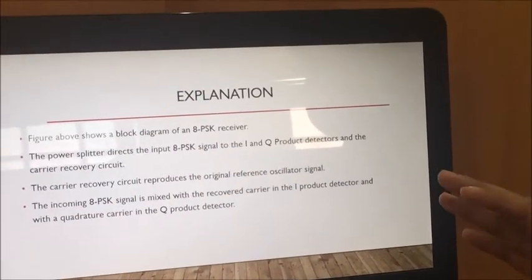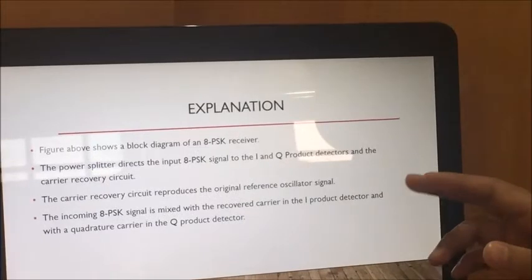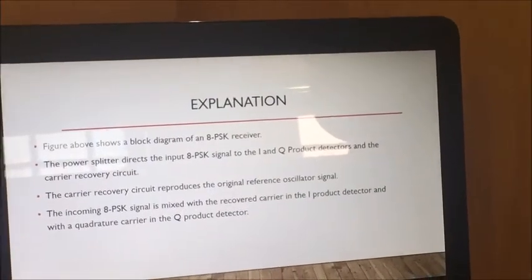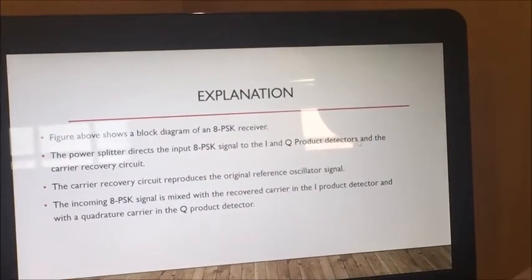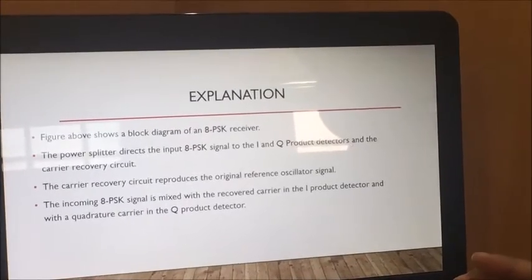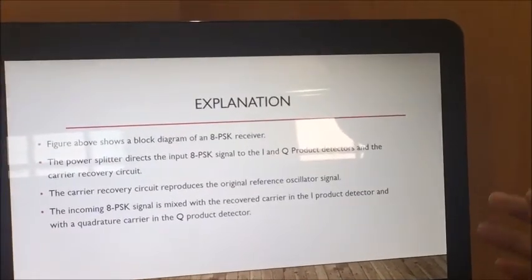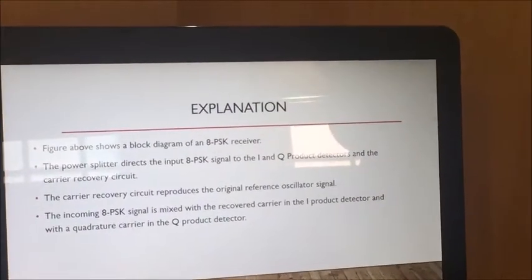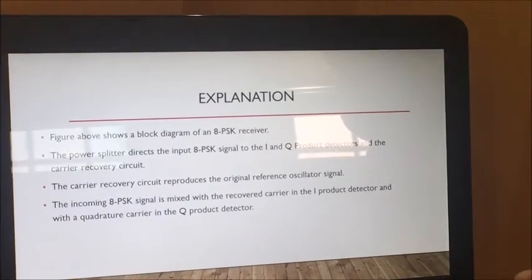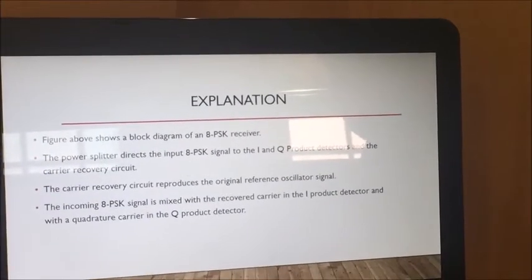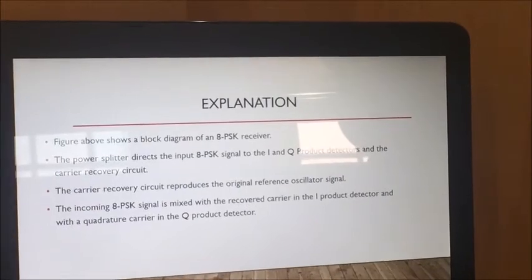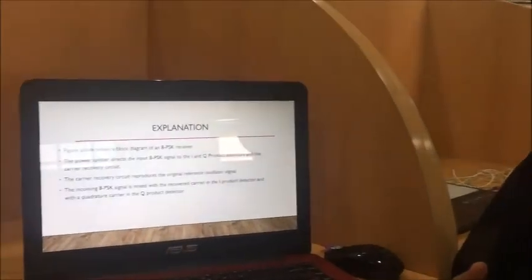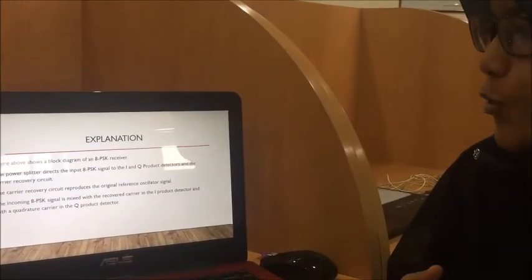The power splitter directs the input 8 PSK signal to the I and Q product detectors and the carrier recovery circuit. The carrier recovery circuit reproduces the original reference oscillator signal. Then the incoming 8 PSK signal is mixed with the recovered carrier in the I product detector and with the quadrature carrier in the Q product detector.